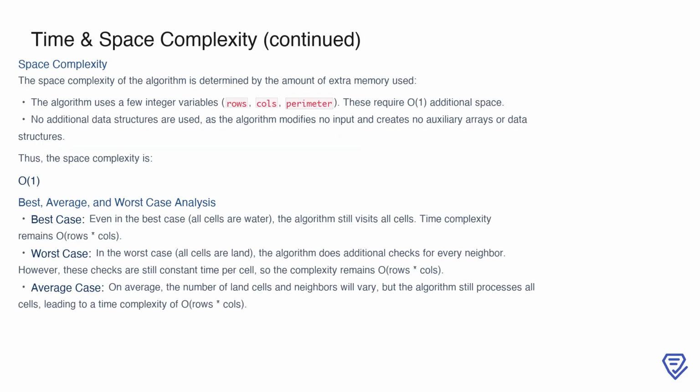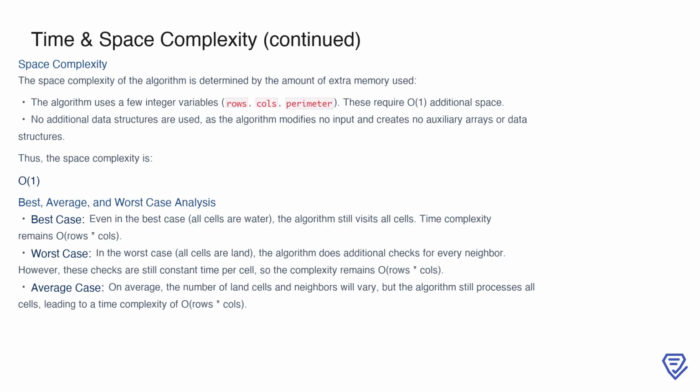Next, let's consider the space complexity of the algorithm. The memory usage is determined by the number of additional variables and data structures required. Here, the algorithm uses only a few integer variables, such as rows, cols, and perimeter, which together require constant space, or O(1). It does not create any auxiliary arrays or modify the input grid, meaning no additional memory is allocated for data structures. Therefore, the space complexity remains O(1).